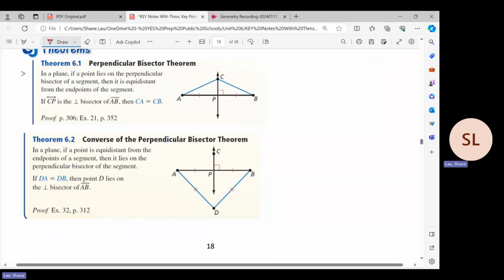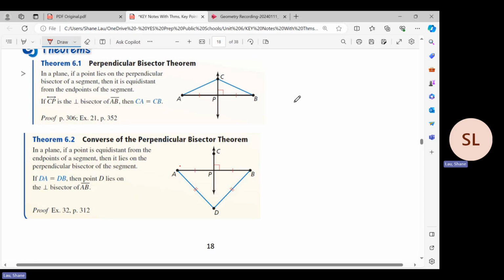Okay, so we are currently looking at this next part. This is going to be our 6.5 notes for today. So we have two theorems at the very beginning. We have 6.1, the perpendicular bisector theorem. And for this theorem, I want us to look at three particular things. And we're going to look at our if-then statement.